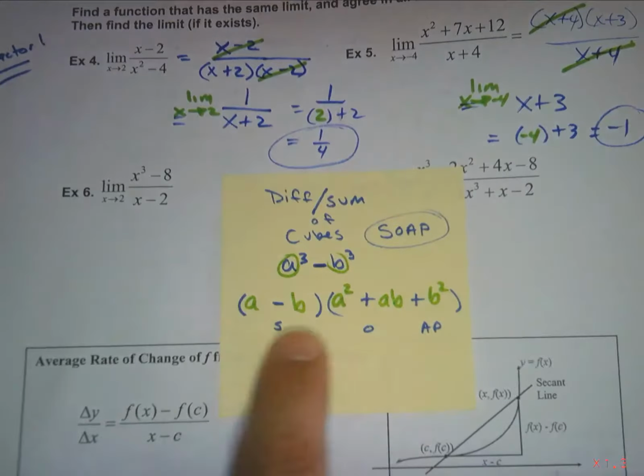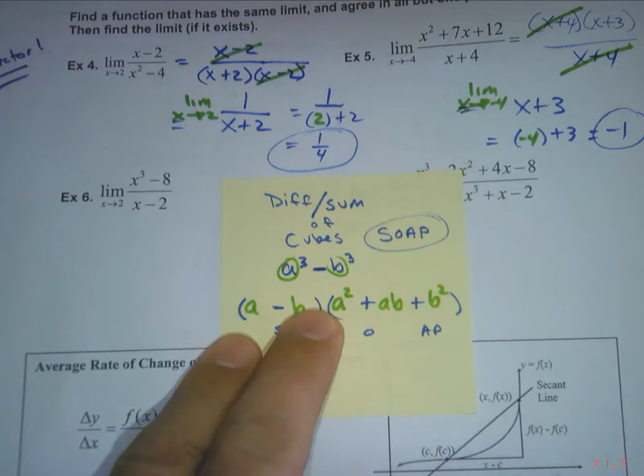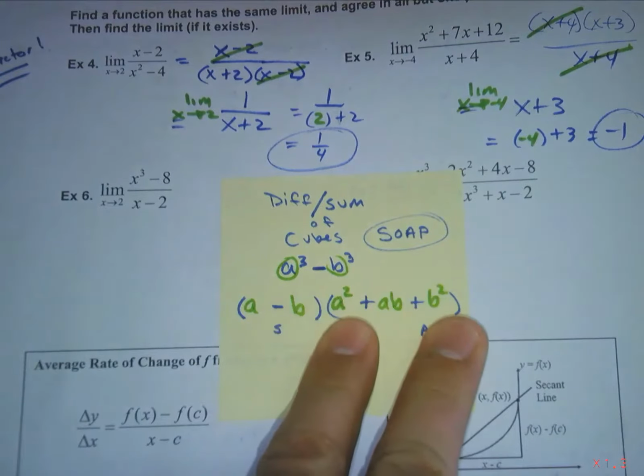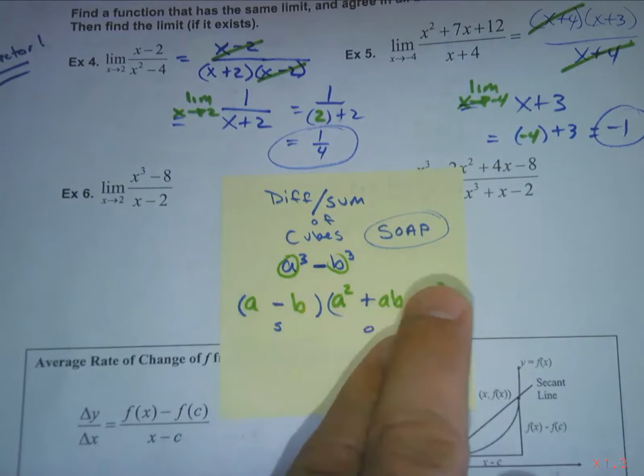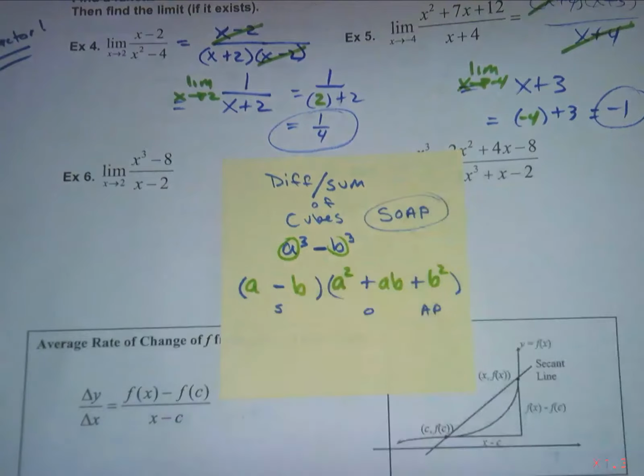So again, same, opposite, always positive. My bases go in the binomial. Bases squared. Bases meet in the middle and multiply in the trinomial. So bases, bases squared, bases meet in the middle and multiply. Okay, so there's your same, opposite, always positive.